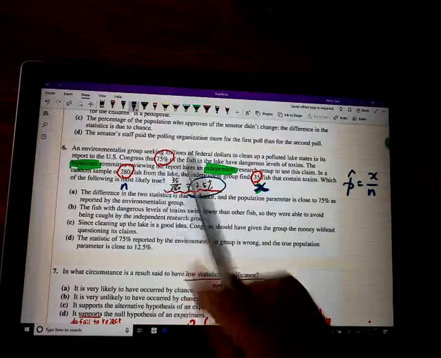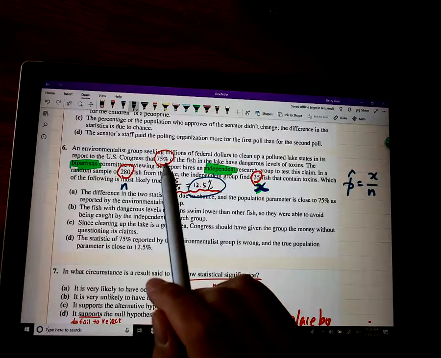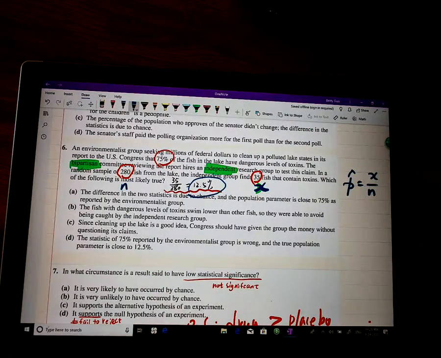12.5% is a lot lower than the claimed proportion, 75%, right? So let's see what happened. A. The difference in the two statistics is due to chance, and the population parameter is close to 75%, as reported by the environmentalist group. B. The fish with dangerous levels of toxins swim lower than other fish, so they were able to avoid being caught by the independent research group.